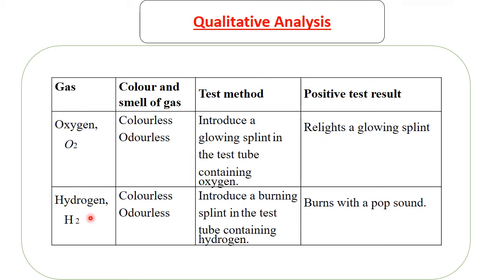The next gas is hydrogen, which is of course colorless and odorless. The test method is to introduce a burning splint in the test tube containing hydrogen. Hydrogen is going to burn the burning splint with a pop sound. When you put your burning splint at the opening of the test tube that has hydrogen, it's going to burn with a sound like pop pop pop. That's a pop sound.